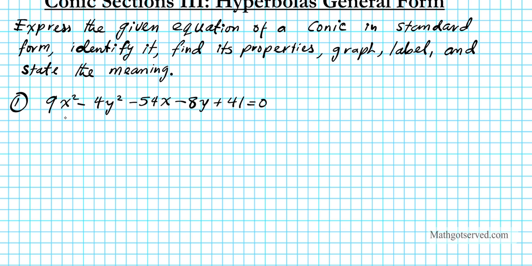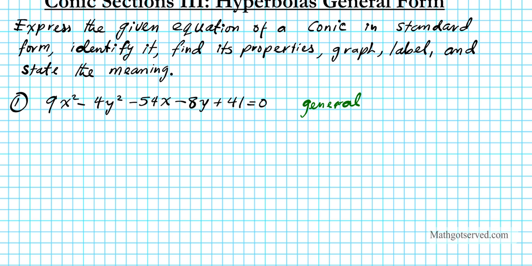All right, so anytime you have two squares, different coefficients, and a minus in between them, that is automatically a hyperbola. Also, if the coefficients are the same, you're still going to have a hyperbola. So the key identifying mark is two squares and a minus in between. This is the general form of the equation of the conic. Now, first task is to express it in standard form so we can find the properties with ease.